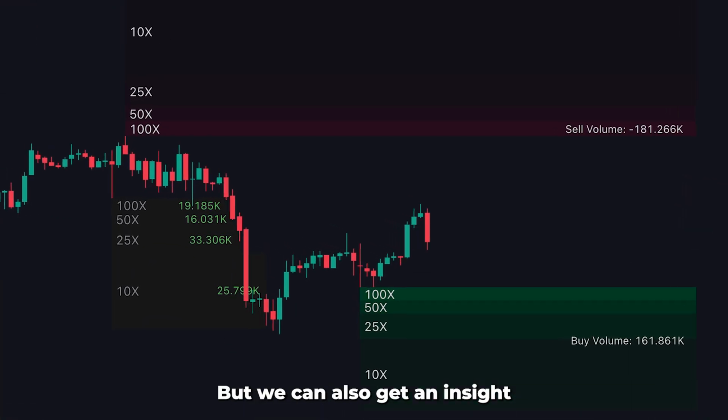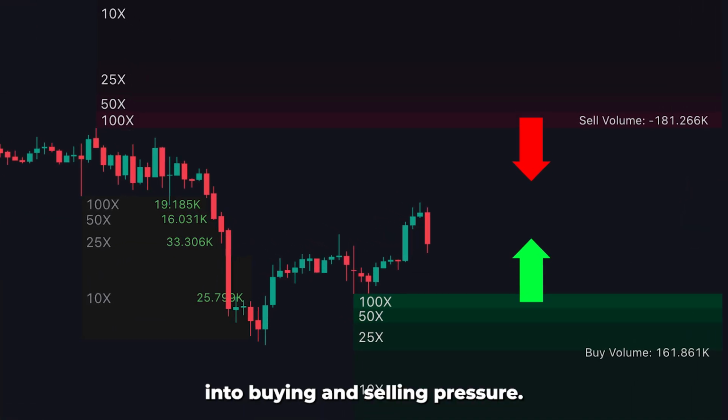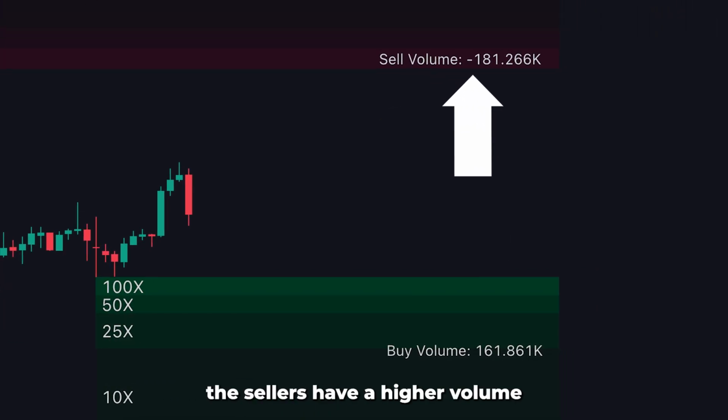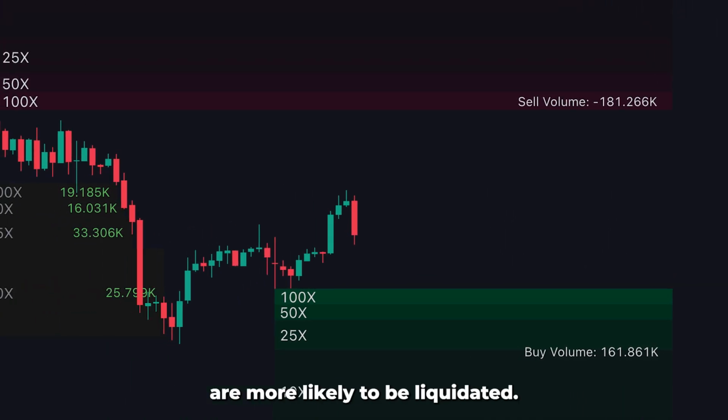But we can also get an insight into buying and selling pressure. We can see who is more in control of the market. For example, here, the sellers have a higher volume and therefore longs are more likely to be liquidated.